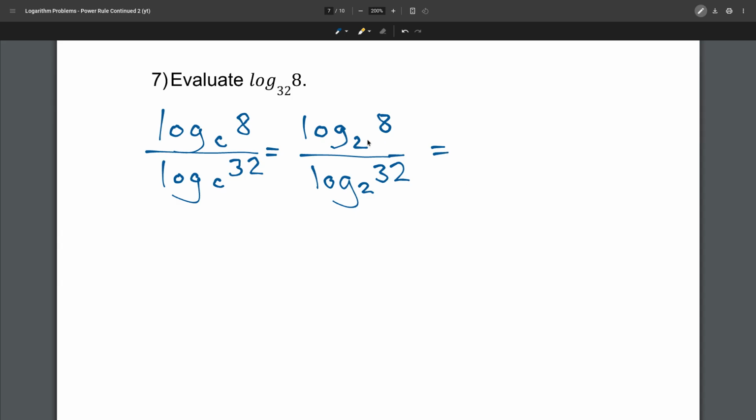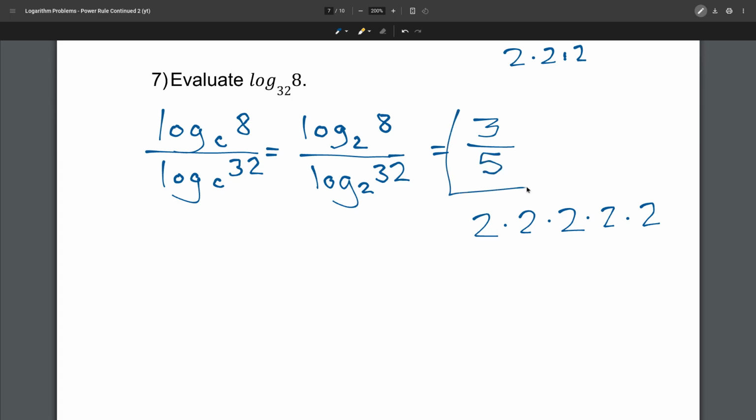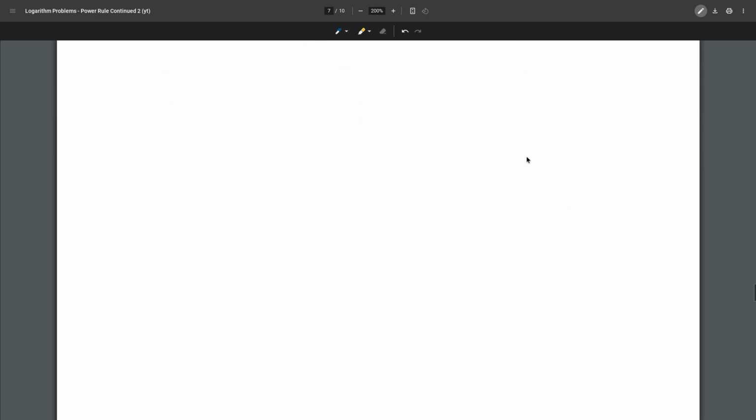So how many 2's do I have to multiply to get 8? Well, if I do 2 times 2 times 2, that does give me 8. So that's 3 2's multiplied together will give me 8. And how many 2's do I have to multiply together to get 32? Well, 1, 2, 3, 4, and 5. So 5 2's. So my solution is 3/5. Let's keep going.